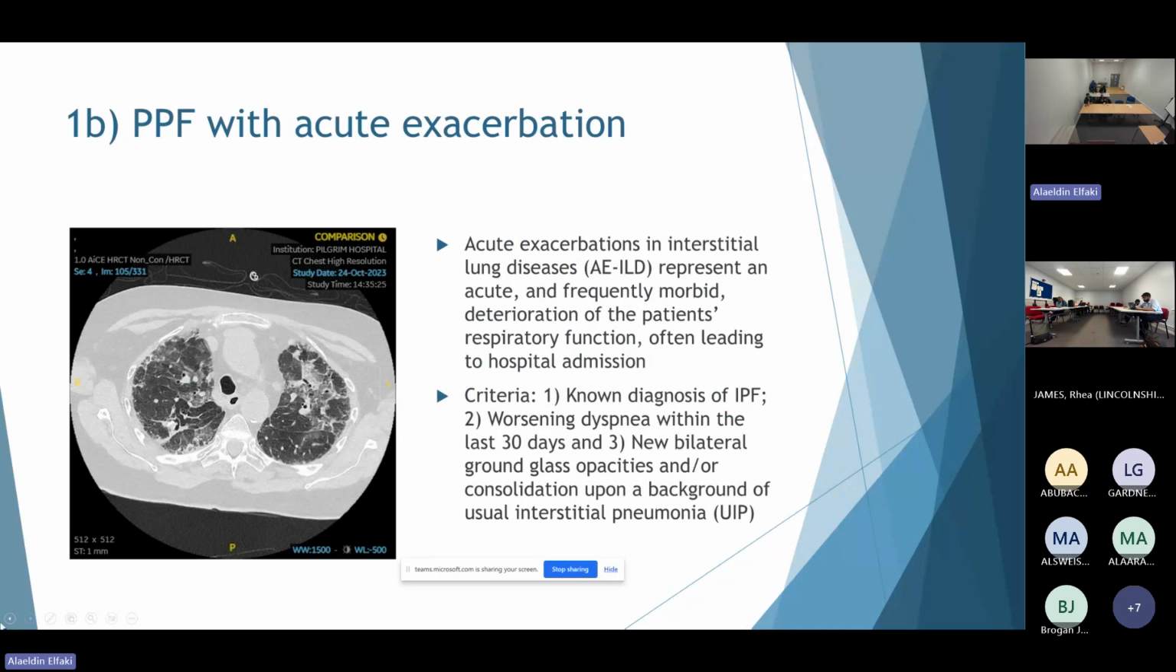So, criteria to say this is an acute exacerbation of lung fibrosis. Number one, you need a background history of lung fibrosis or IPF and worsening symptoms in the last 30 days, in the last 1 month, and presence of new ground glass changes on a CT scan. So with the presence of the 3 criteria, you classify this patient as an acute exacerbation of lung fibrosis.